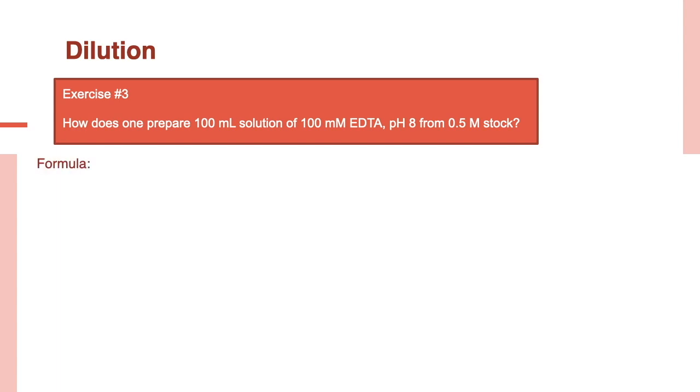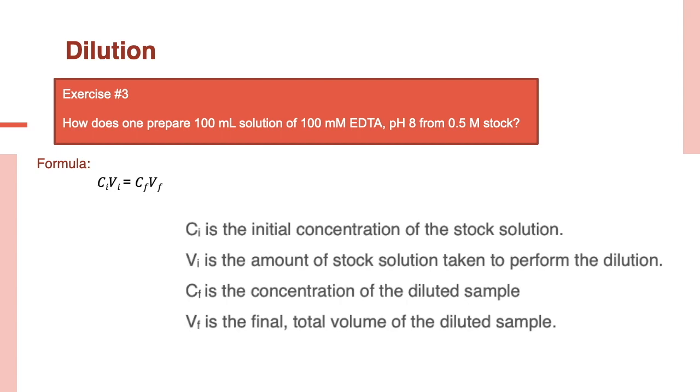The formula that we will use is C sub I times V sub I is equal to C sub F times V sub F, where C sub I is the initial concentration of the stock solution, V sub I is the amount of stock solution taken to perform the dilution, C sub F is the concentration of the diluted sample, and V sub F is the final total volume of the diluted sample.